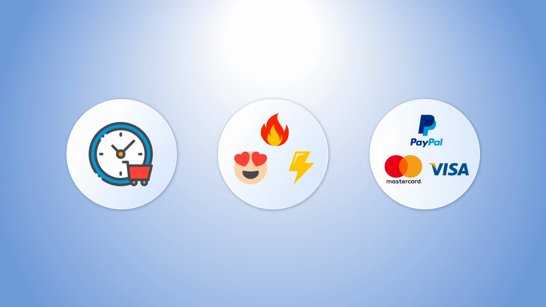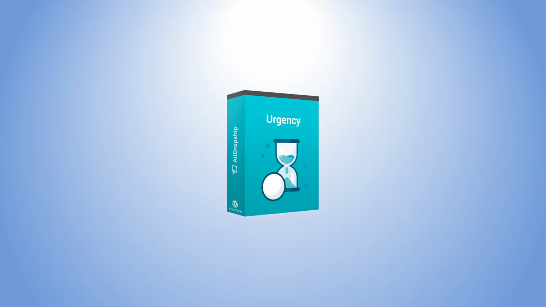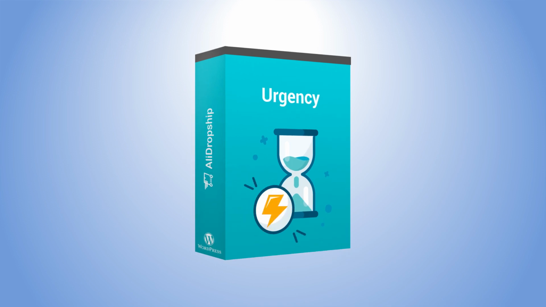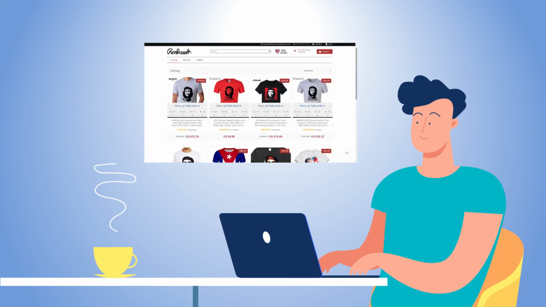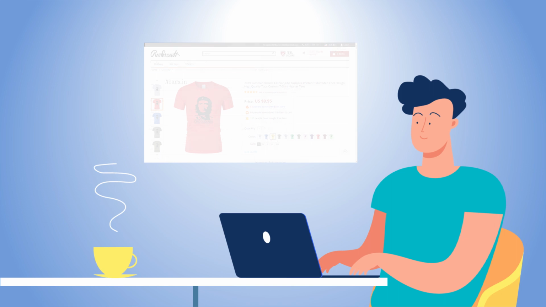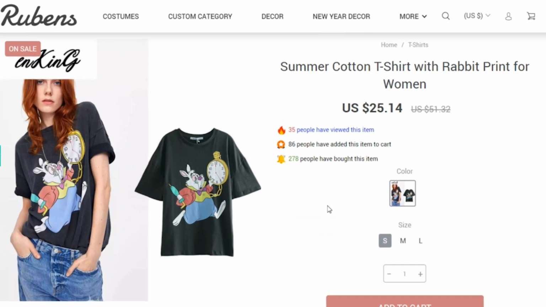We combine 3 tools, cart timer, social proof, and trust badges, in one add-on to create an ultimate solution which makes people buy. Each of these tools is placed on different pages of your store and accompanies your clients through their shopping journey, creating a sense of urgency and pushing them to complete the purchase. Let's see what it looks like on the product pages.